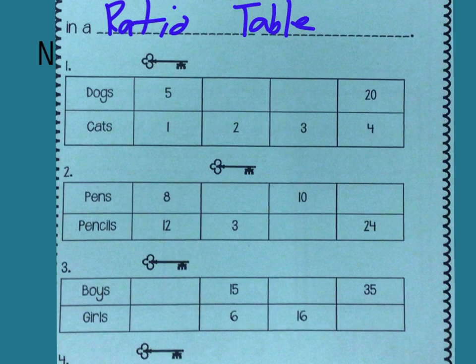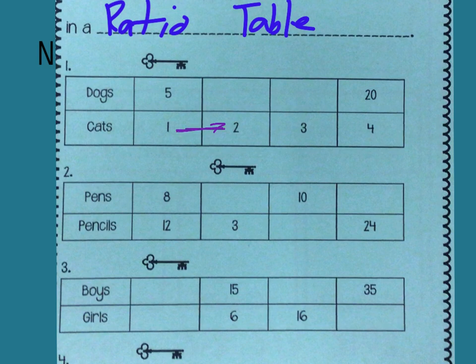So let's take a look at this number 1. We are comparing dogs to cats. For every 5 dogs, there is 1 cat. We have the most simplified version. How did this 1, and because again, we can only compare things in the same row or column, how did this become a 2? Well, we times by 2.